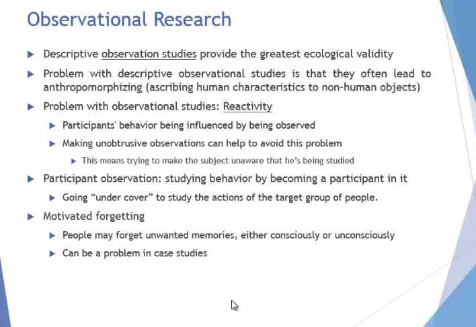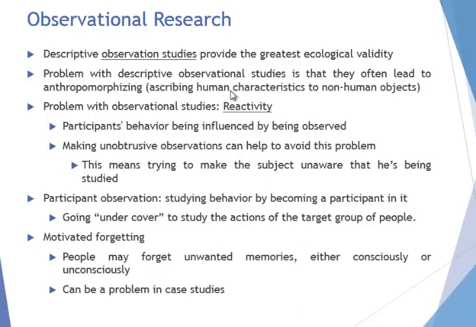Then there's observational research, which is studying people, or whatever the subjects of your studies are, just by observing. So these provide excellent ecological validity because you're observing real life behavior. The problem with an observational study is they sometimes can lead to anthropomorphizing, which we discussed a little bit earlier, and that is studying non-human behavior, maybe animal behavior or even inert behavior. People tend to ascribe human characteristics, or at least think of things in terms of human characteristics, whereas non-humans really don't necessarily have any human characteristics.